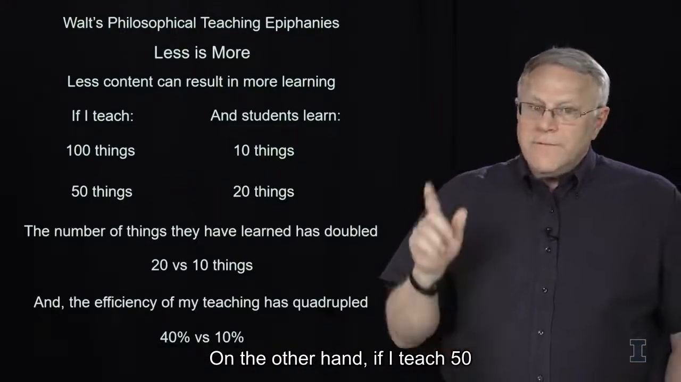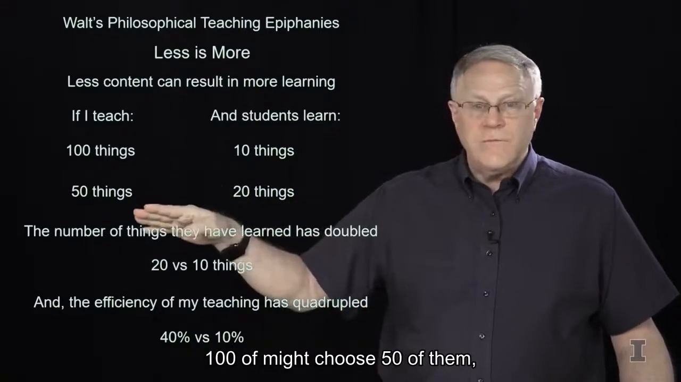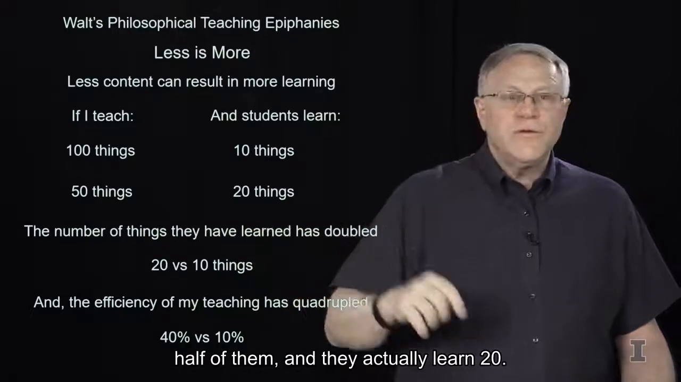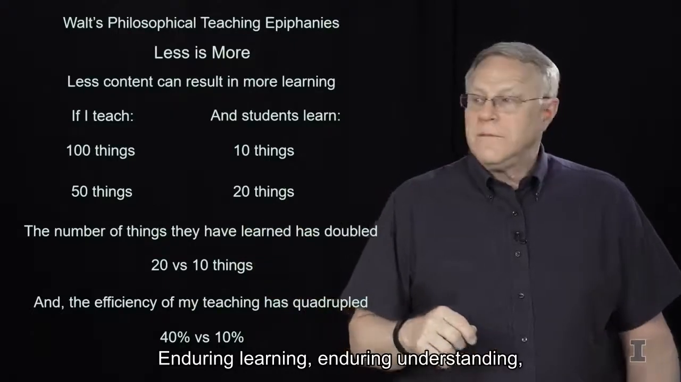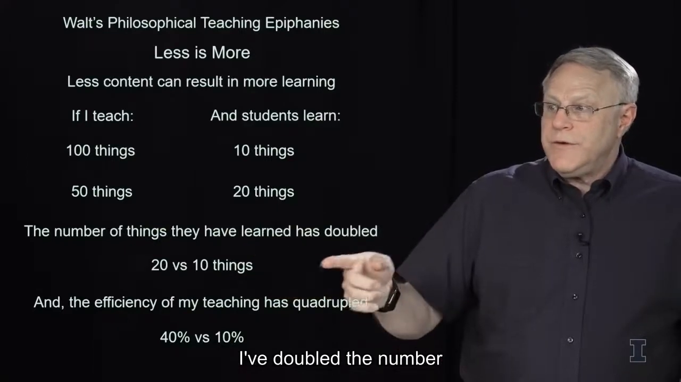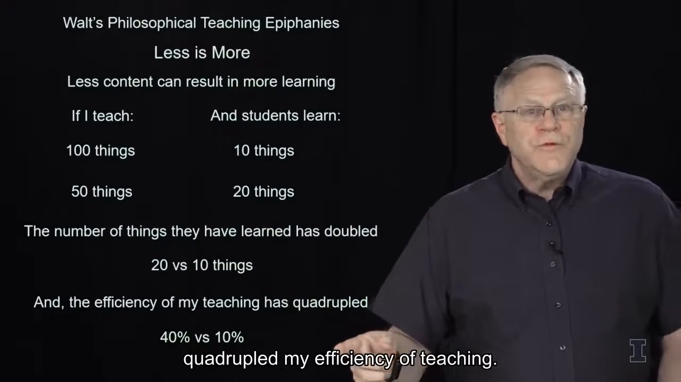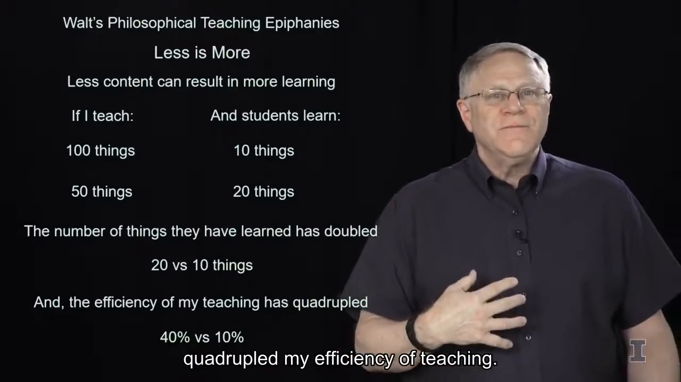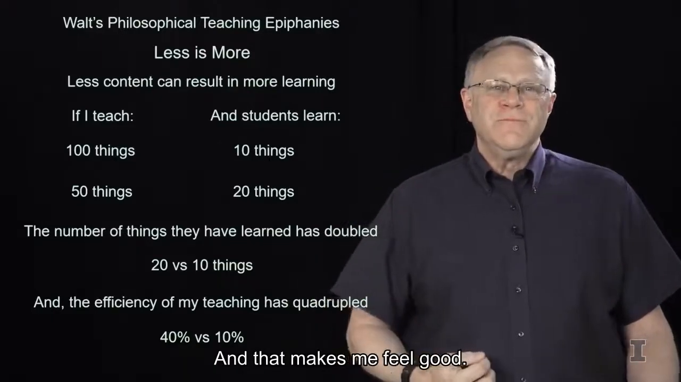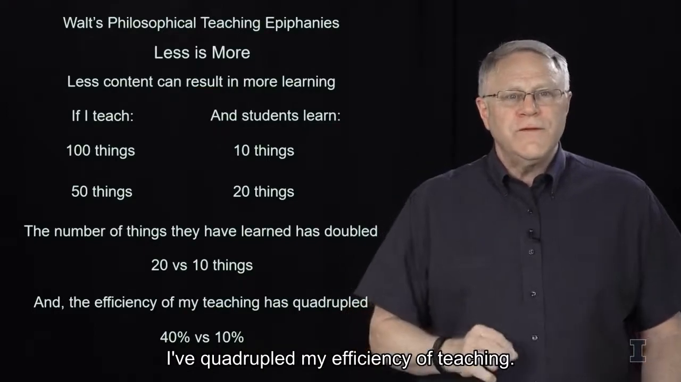On the other hand, if I teach 50 of those things instead of 100, I choose half of them, and they actually learn 20, enduring learning, enduring understanding, I've doubled the number of things they've learned, 20 versus 10, and I've quadrupled my efficiency of teaching. And that makes me feel good. They actually know 20 things, not just 10. I've quadrupled my efficiency of teaching.